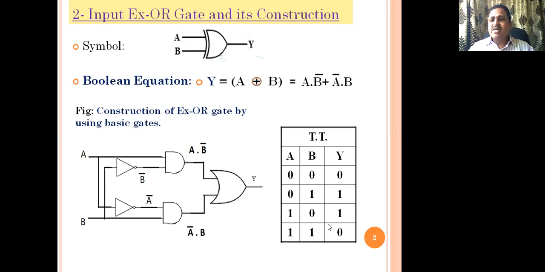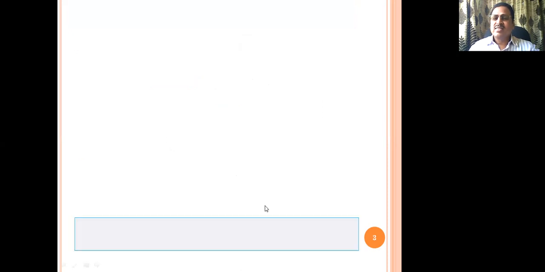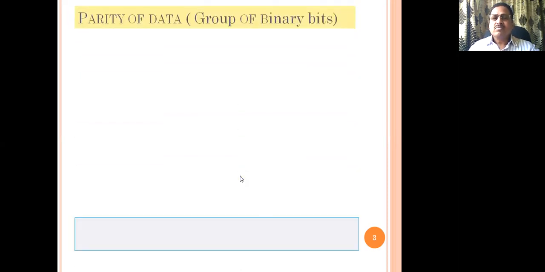This truth table is useful in our next slide, where we go for more than 2 inputs, an example of 3-input as well as 4-input XOR gate. The idea of construction remains the same. That means 0 XOR 0 is 0, 1 XOR 1 is also 0, but 0 XOR 1 or 1 XOR 0 will be equal to 1. That is by this logical equation. I'll go one by one.